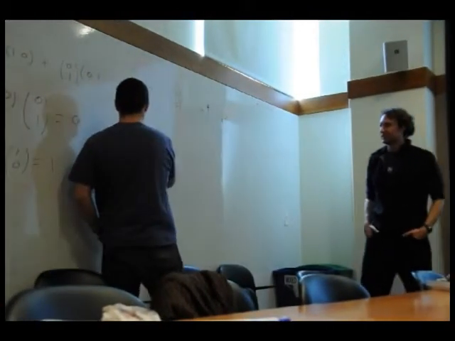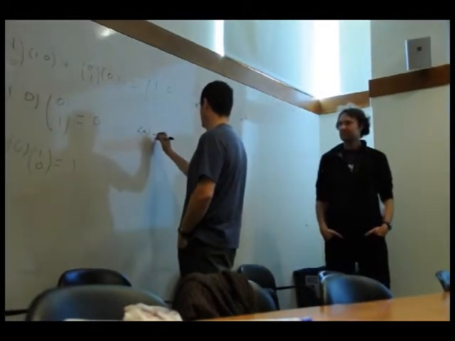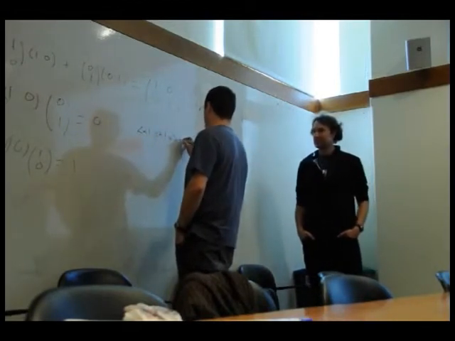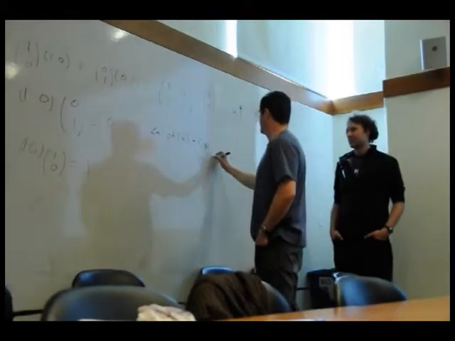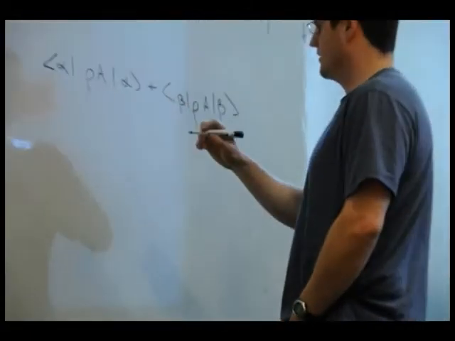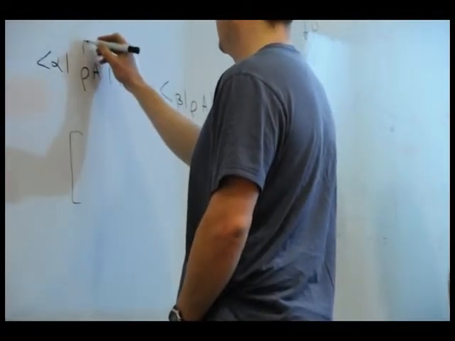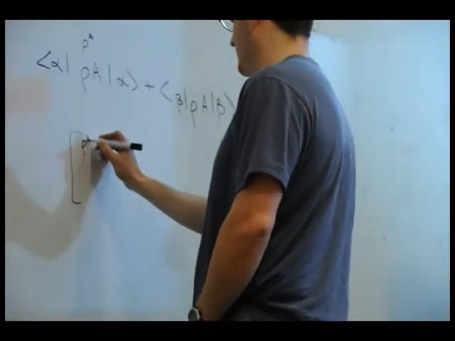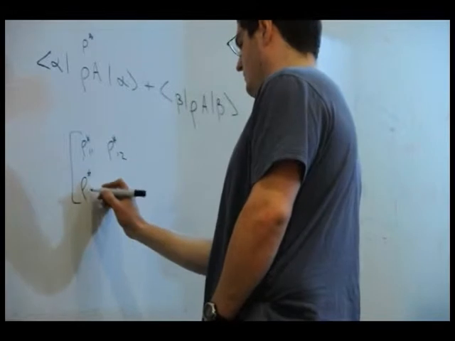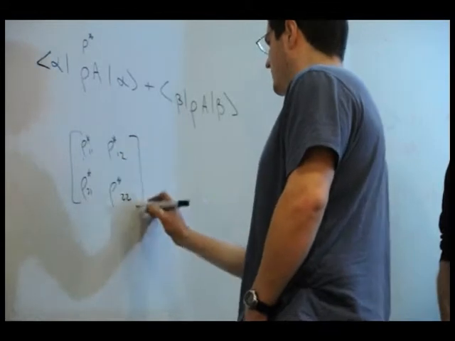So we have alpha, and then rho A alpha plus beta, rho A beta. And that's what the sum is. That's exactly what it is. And then, so this is our matrix. Let's call it rho star or something. Rho star 1 1, rho star 1 2, rho star 2 1, rho star 2 2.